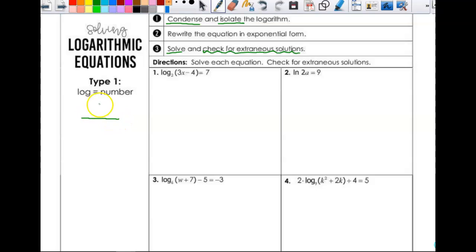So a parent function of a log would look like this. The exponentials have horizontal asymptotes. The logs for the parent function has a vertical asymptote. And then the log looks like this. Okay? So if we said this is f of x equals log, we'll just make it log base 10, so just log of x, right? That's basically what that parent function looks like.